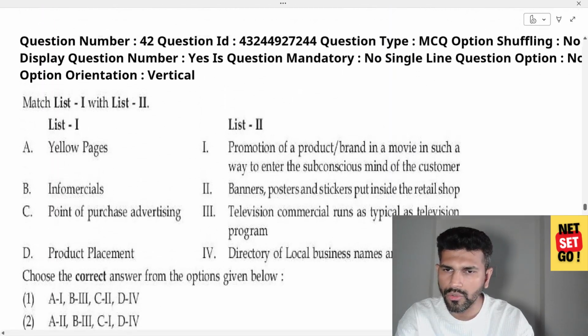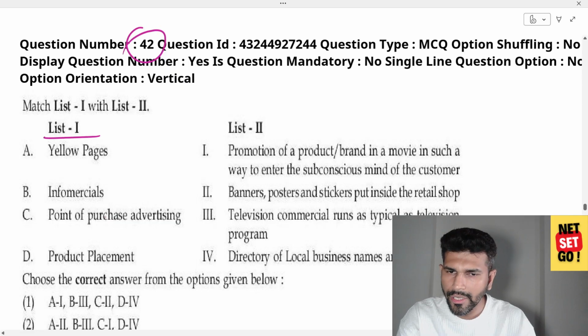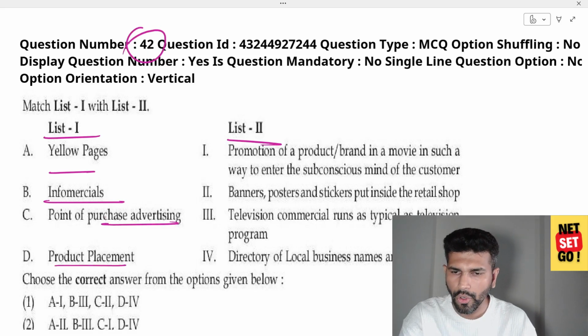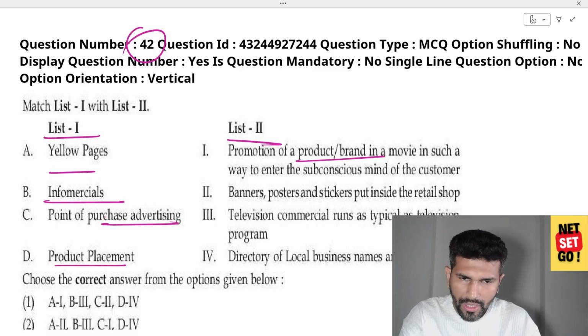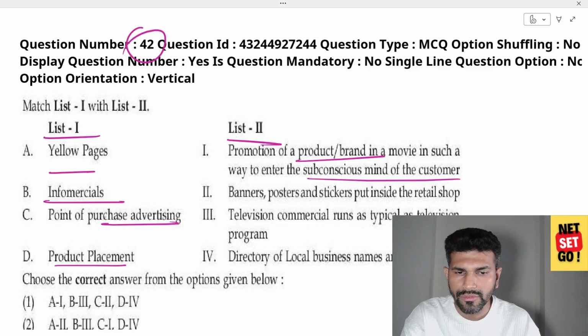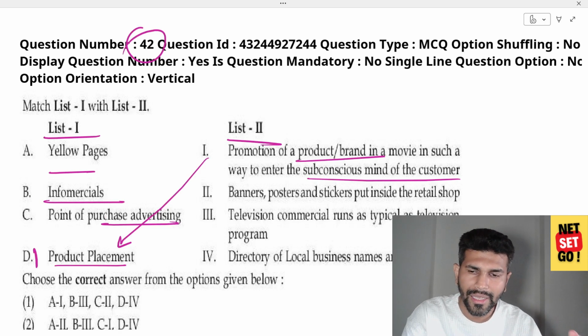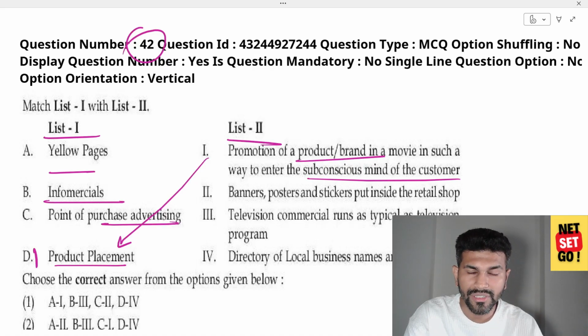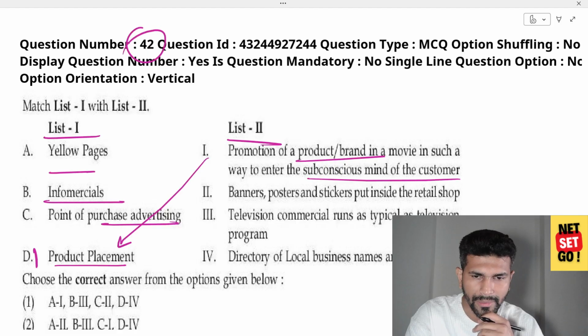Next, question number 42. Match the list 1 and 2. Yellow pages, informational for point of purchase advertising, product placement. Promotion of product or brand in a movie in such a way as to enter the subconscious mind of the consumers. Option D, D1. Product placement. There are many examples of this advertising promotion, like in many movies, the same things happen.